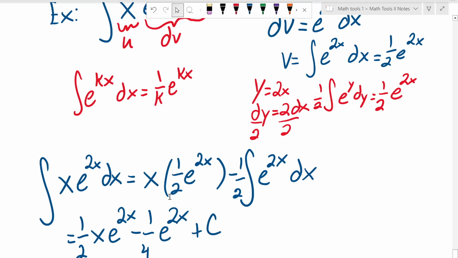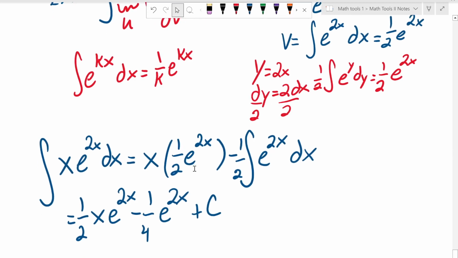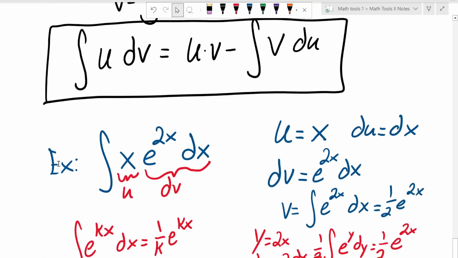So this is how we would implement the formula. We pick a u, a part of it that is going to be differentiated. We pick a dv, a part that's going to be anti-differentiated, and then we can stick to the formula for the rest.